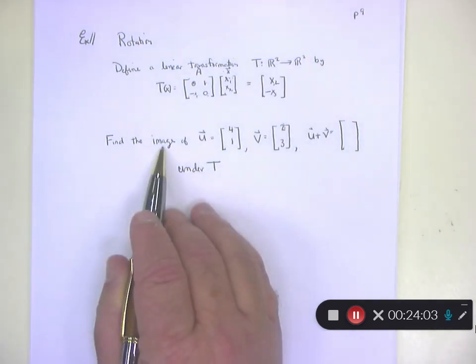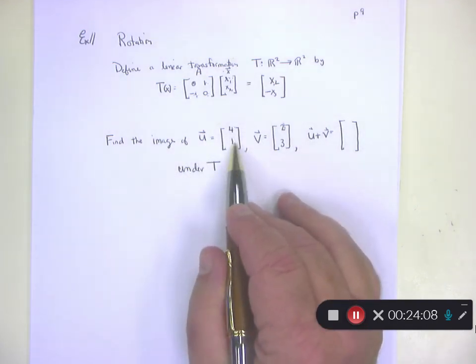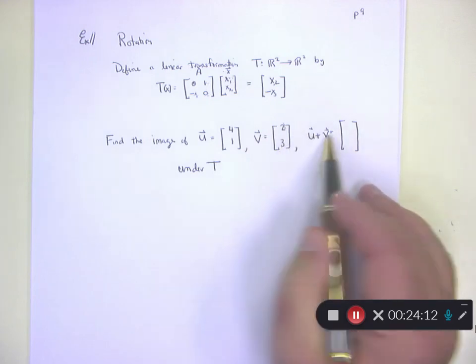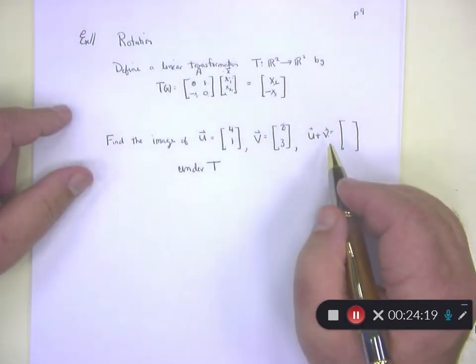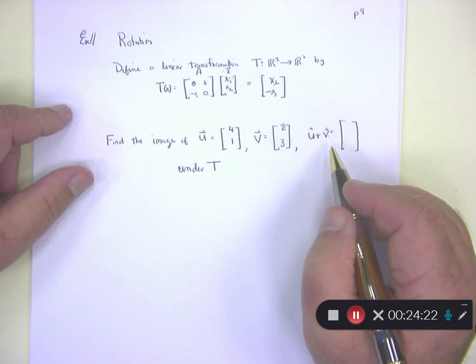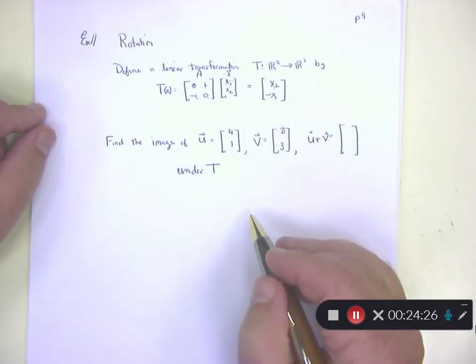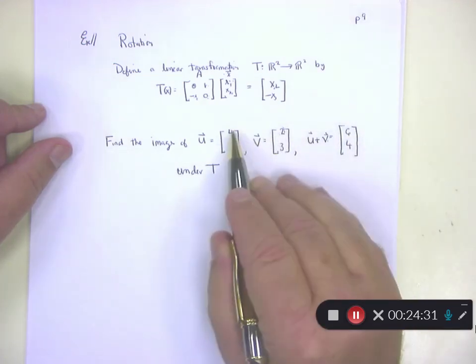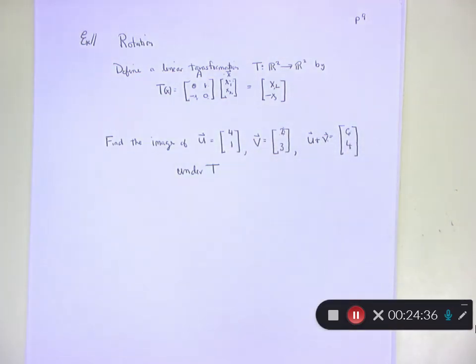So, here we go. Find the image, again, terminology here, of u, which is the vector 4, 1, vector v, which is vector 2, 3, and vector u plus v. Let's work that one together. What's u plus v? How do you add vectors? What is 4, 1 plus 2, 3? What do you get? 6, 4. You add components. 4 plus 2 is 6. 1 plus 3 is 4. Does that make sense?